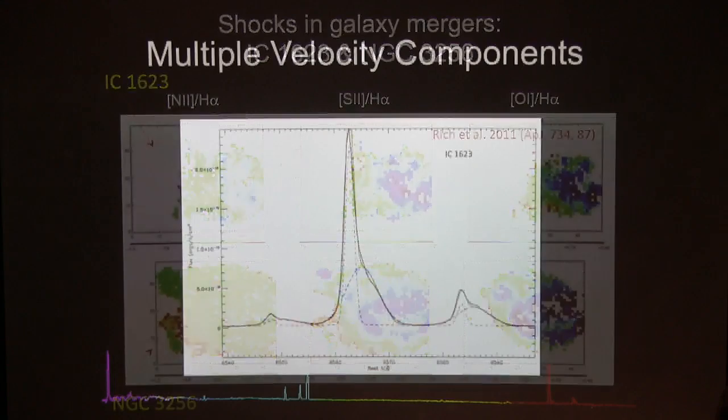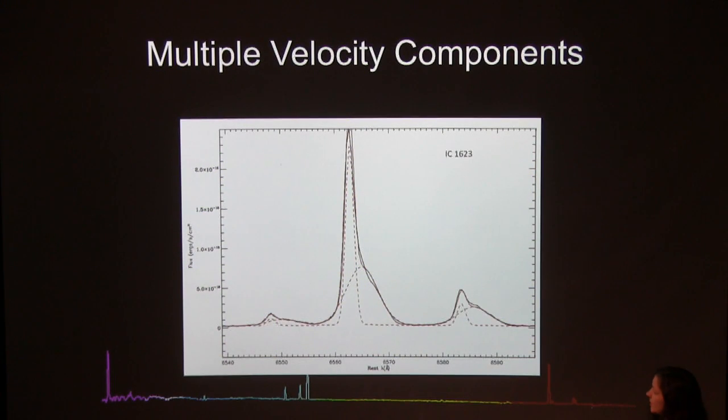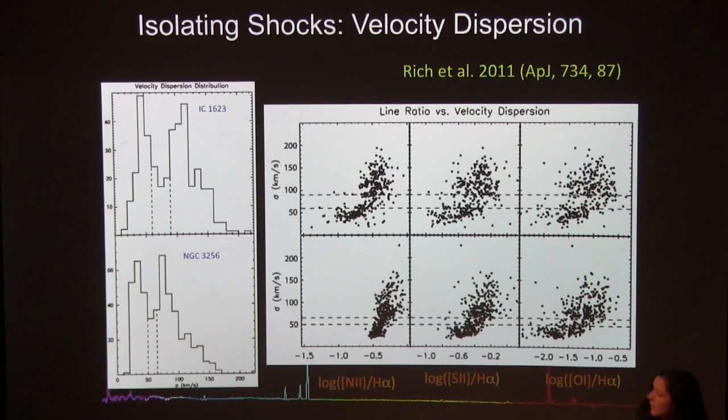But what we can do is, in each of the emission lines, we have very high spectral resolution in the red. So we can actually separate the emission lines into one and sometimes two or three components. And so we have a broad component and a narrow component. We can do that for all emission lines, including the oxygen 1 line, which is weak. And then we can plot the velocity dispersion of the lines, and you can see they're bimodal.